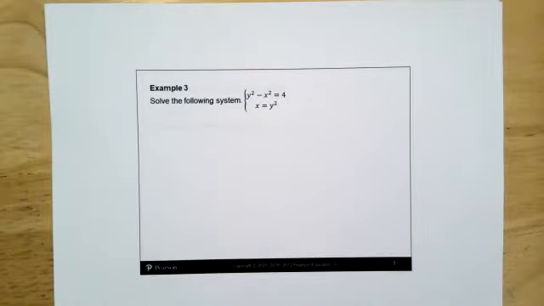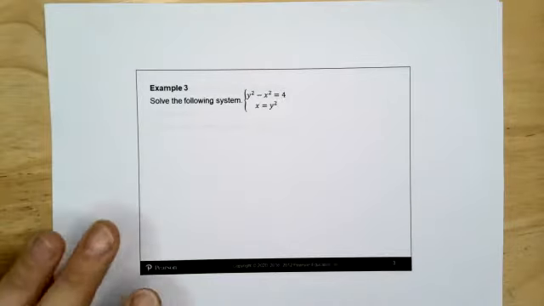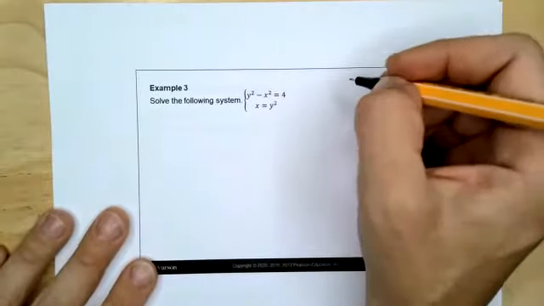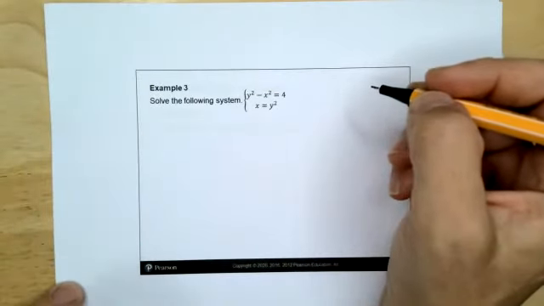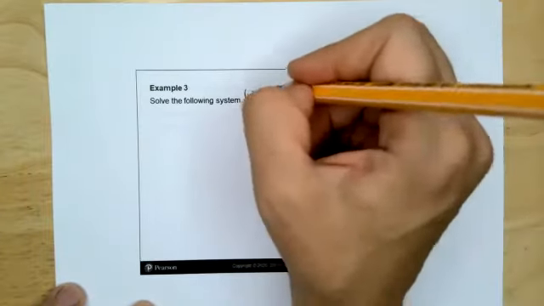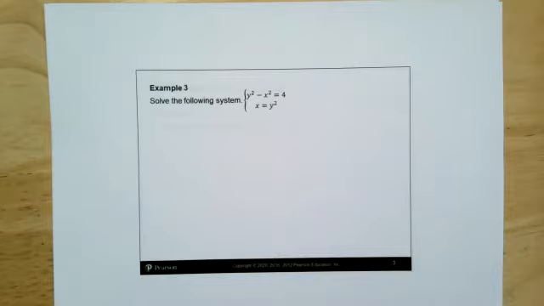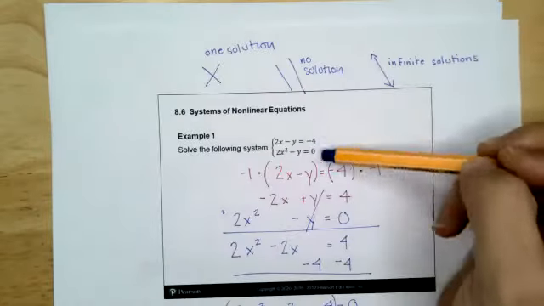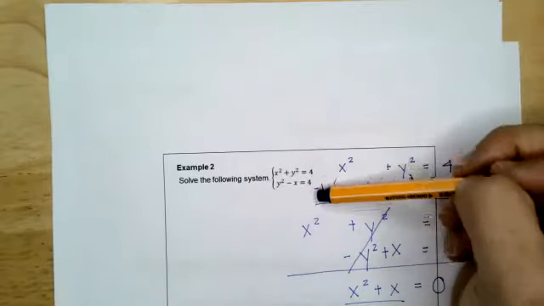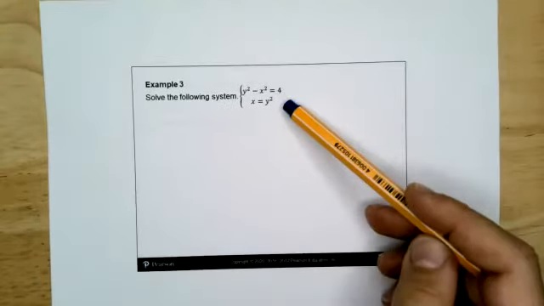Okay, there's one more possibility you might encounter, and then it will let you go. So here we have y squared minus x squared equals 4, and x equals y squared. Good. If you look at what we've been doing, the constant's been on the right side. Here we don't have a constant.